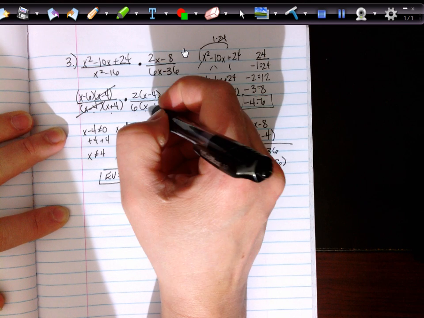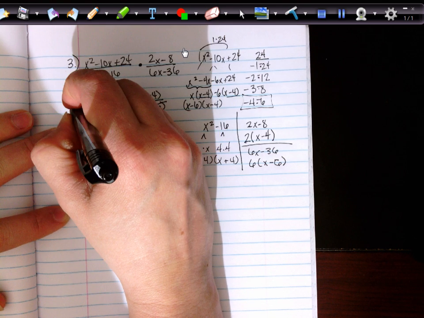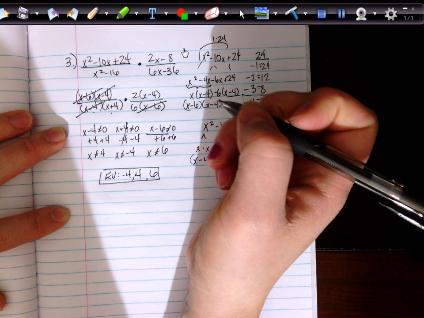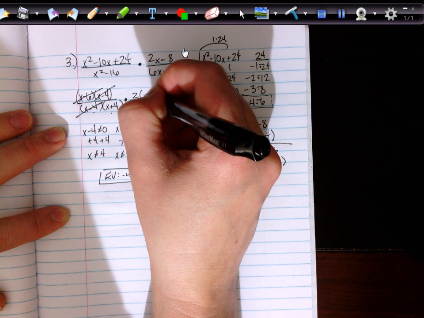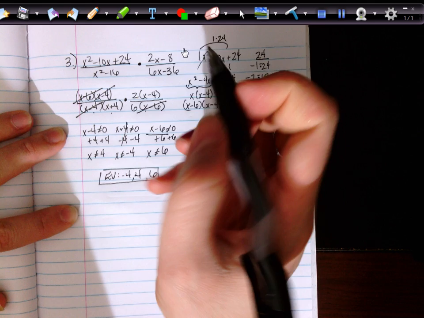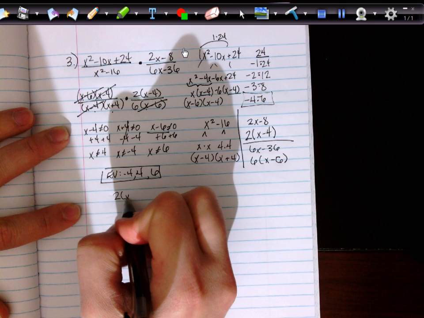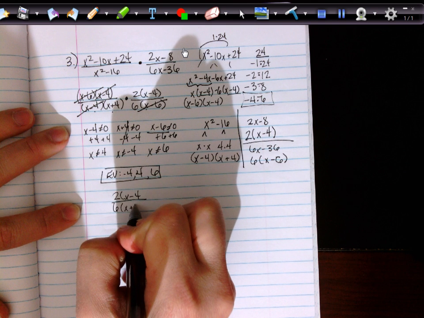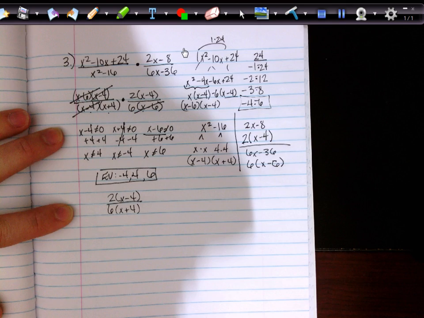And then here I have an x minus 6. I can cancel that with this x minus 6. So what I have left is, on top, 2 and x minus 4, x plus 4, and 6. So let's look at that. I'm going to rewrite that down here. 2 and x minus 4, and 6 and x plus 4. So now one thing I need to look at is my fraction will still reduce.